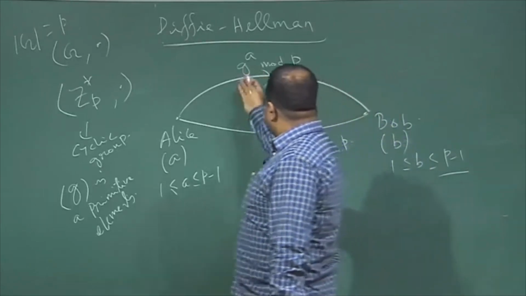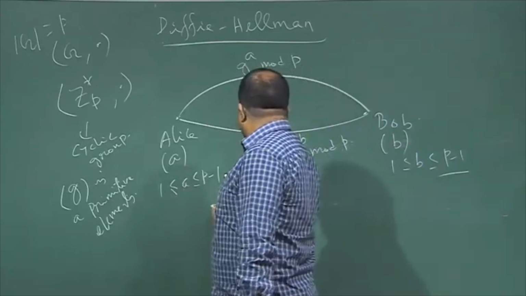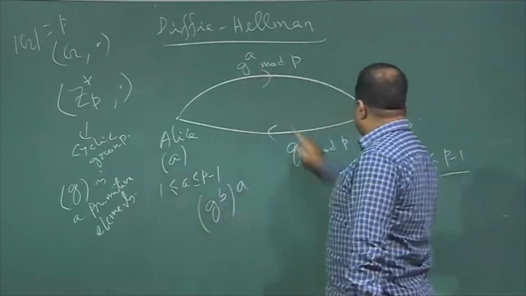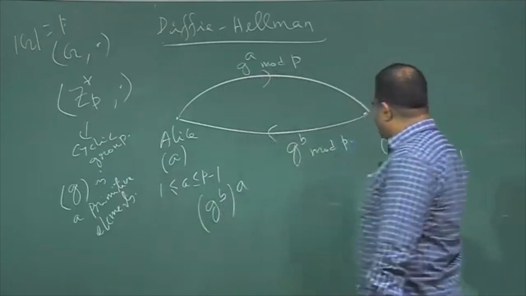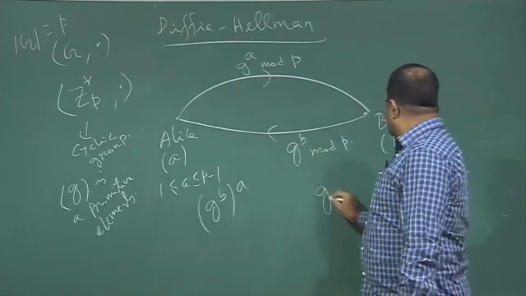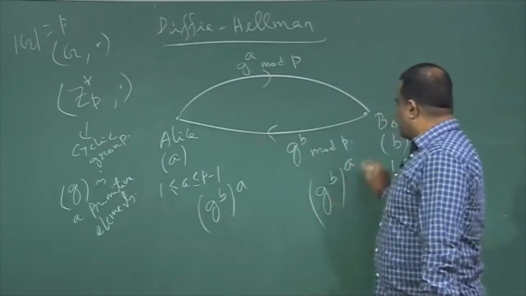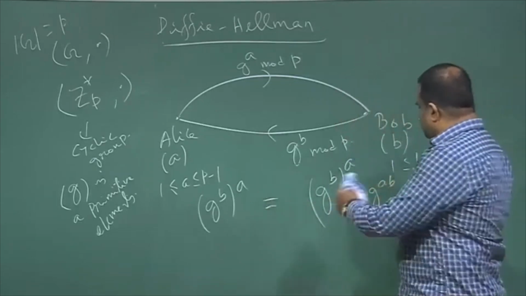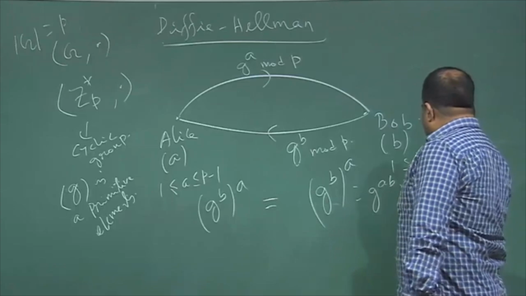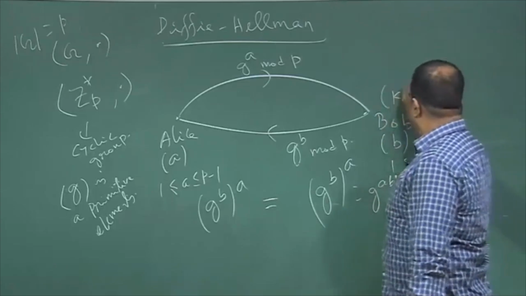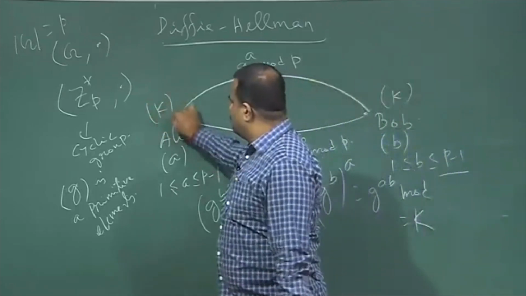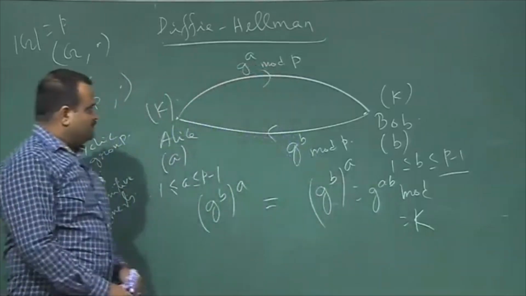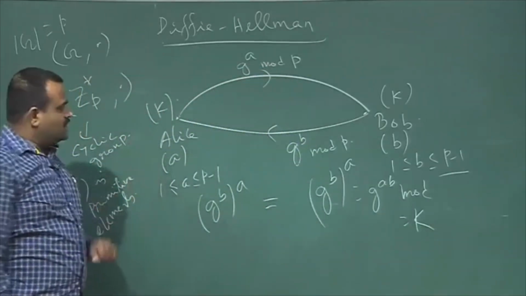After receiving G to the power B, Alice, who has A, computes G to the power B to the power A. Bob, after receiving G to the power A, has B, so Bob computes G to the power A to the power B. These are the same, G to the power AB mod P. So this is the common key they agreed on. Now they have a key for their symmetric key encryption and decryption. This is the Diffie-Hellman key exchange protocol we know.